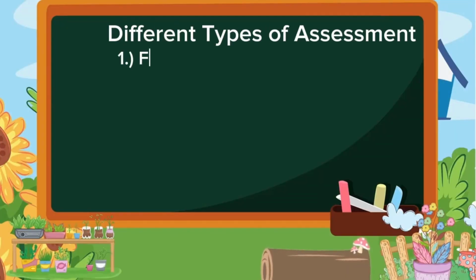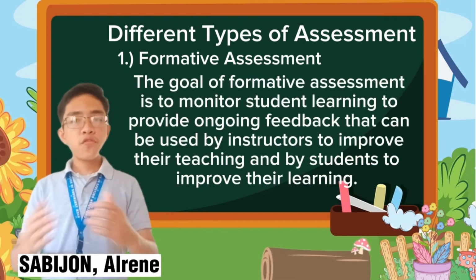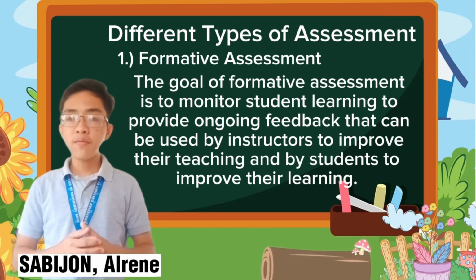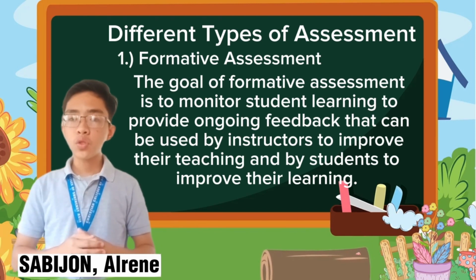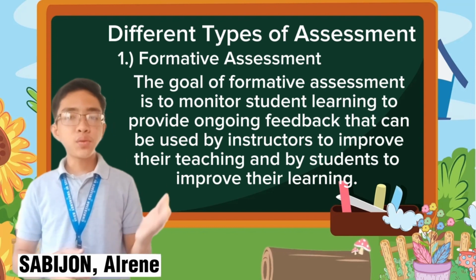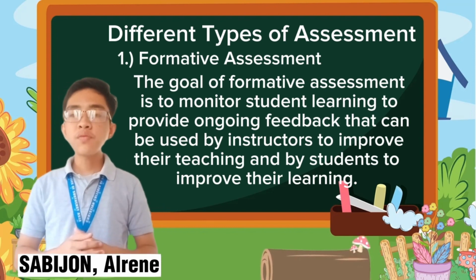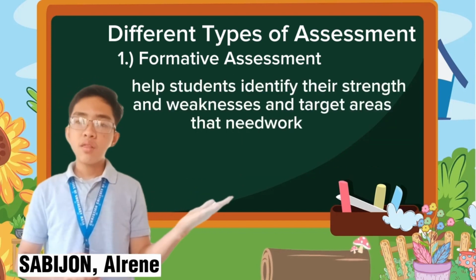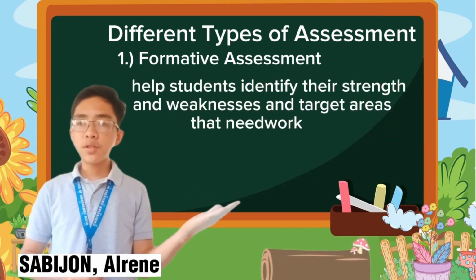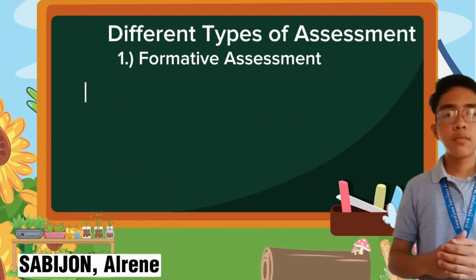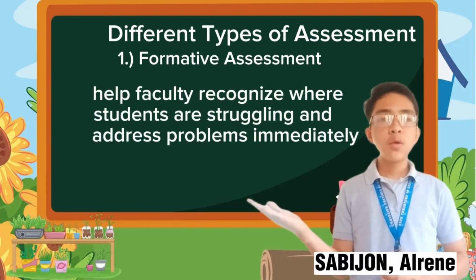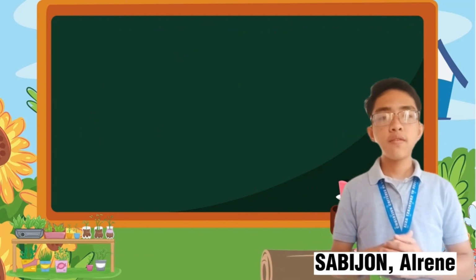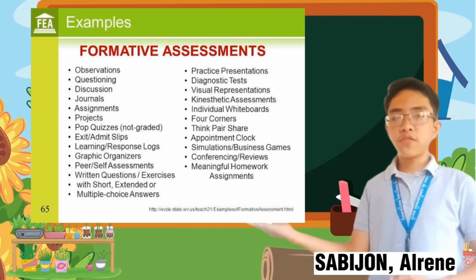Different types of assessment. Formative assessment. The goal of formative assessment is to monitor student learning, to provide ongoing feedback that can be used by instructors to improve their teaching and by students to improve their learning. More specifically, formative assessments help students identify their strengths and weaknesses and target areas that need work. Help faculty recognize where students are struggling and address problems immediately. And these are the examples of formative assessment.